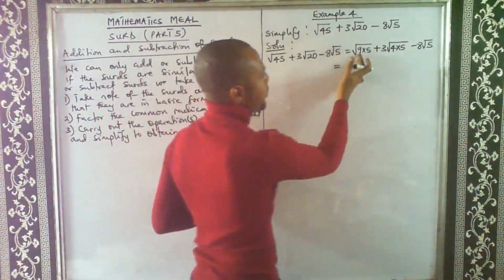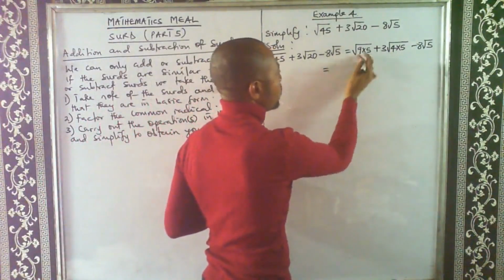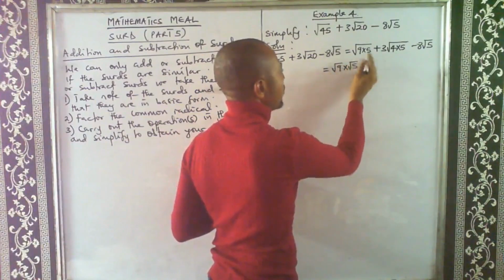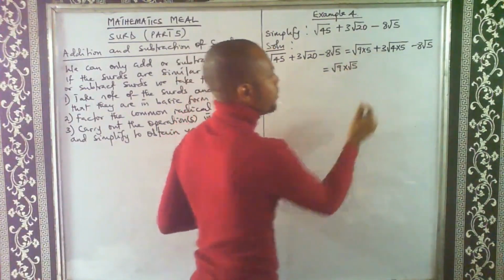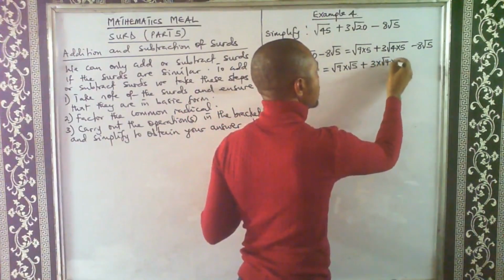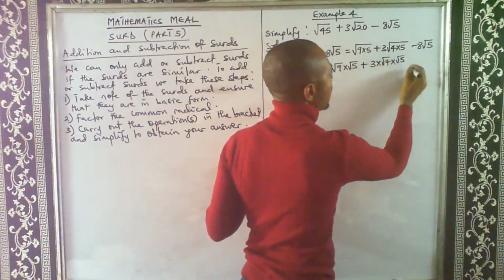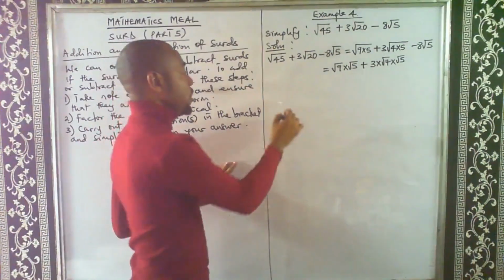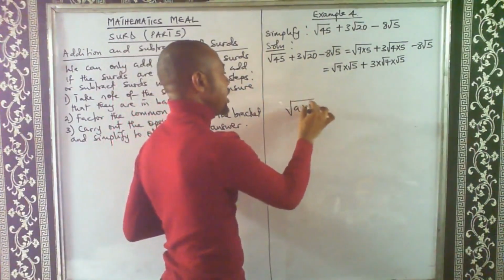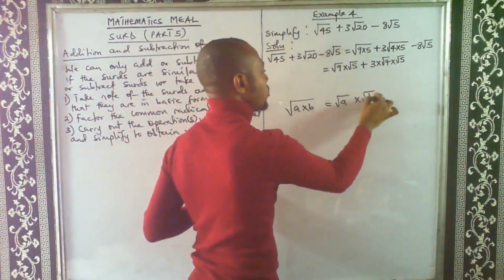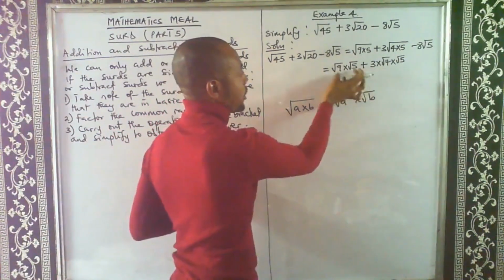So, you remember what we do? We separate this. This is square root of 9 times square root of 5. That's this. Okay? Plus, we have 3 already, times square root of 4 times square root of 5. I'm separating this according to our basic law in surds. If I have square root of A times B, I can separate it into square root of A times square root of B. That's what I've just done here.